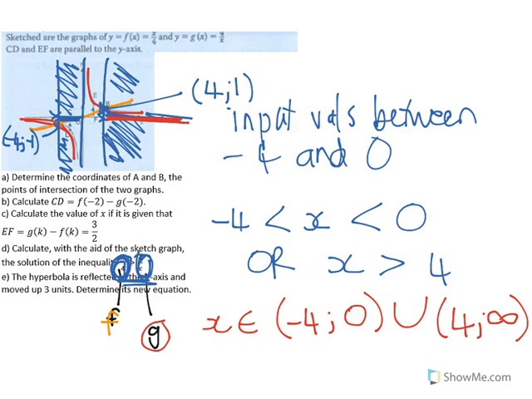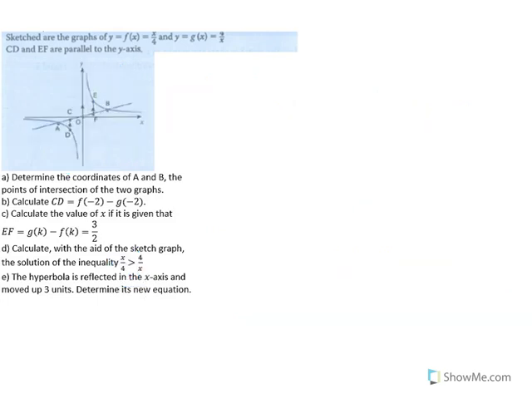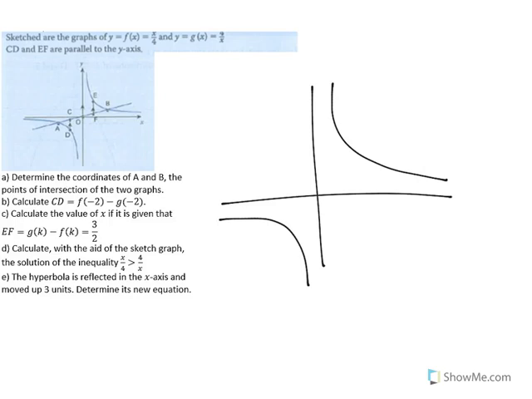Cool. One more question. It says the hyperbola is reflected in the x-axis and moved up 3 units. Determine its new equation. So this is the hyperbola as we currently have it. And then it gets reflected in the x-axis. So this guy is going to come up here, right? And that guy is going to come down here, right? So that's the reflection.